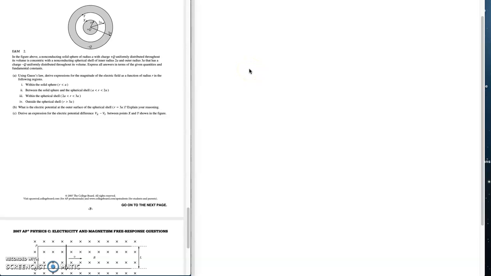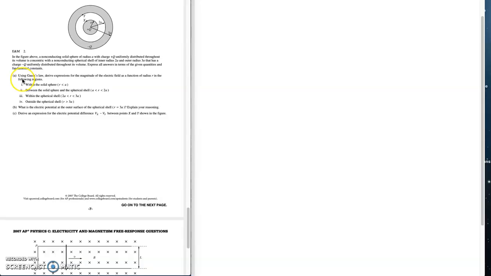All right, 2007 E&M number 2. We have two concentric spherical shells that are non-conducting. The inner one has a plus Q charge uniformly distributed throughout the volume. Okay, that's not that bad. But then the outer one also has a uniform charge of minus Q distributed throughout its volume. This one is going to be annoying because we're going to have to subtract out that space of radius 2a from the inside where there's no negative charge.